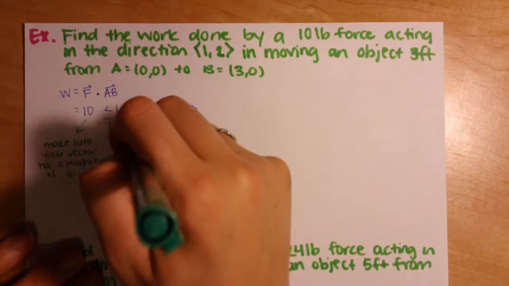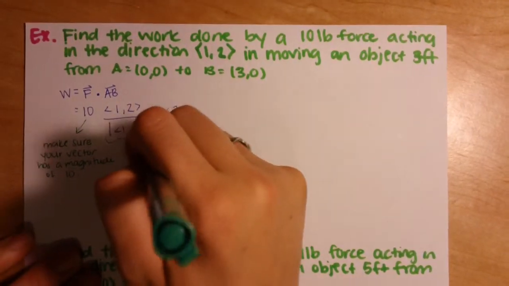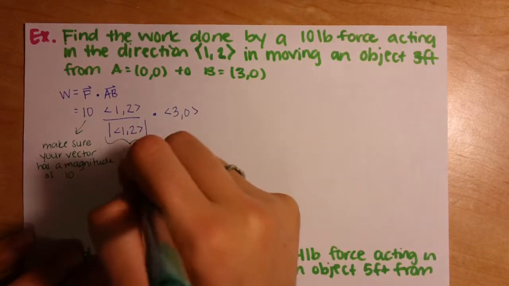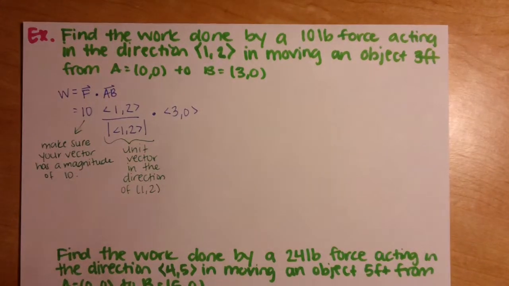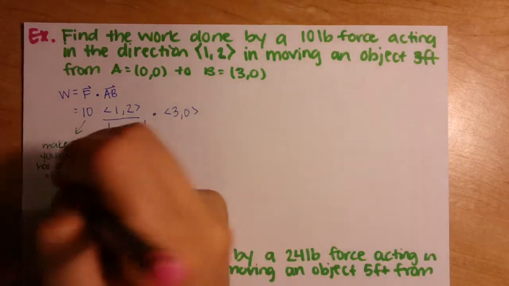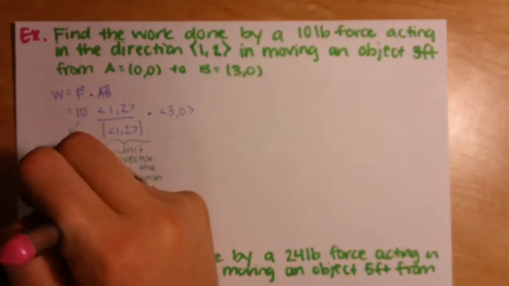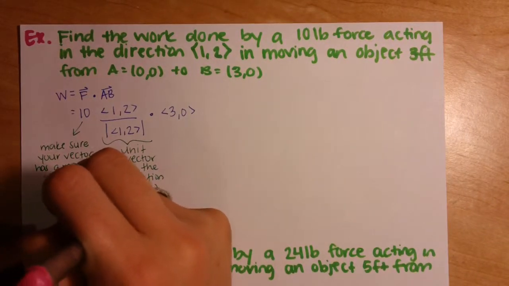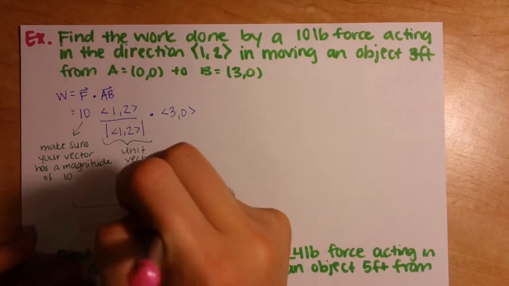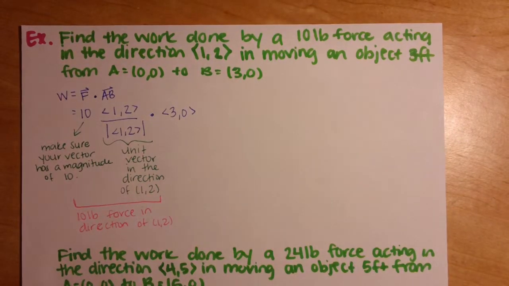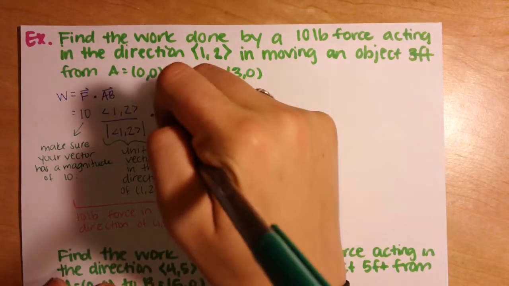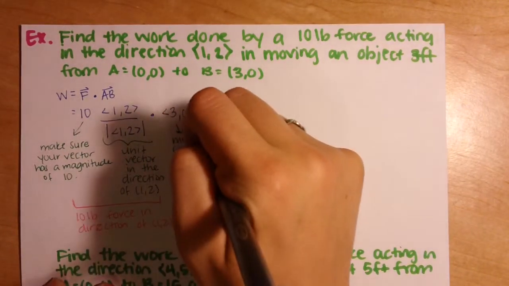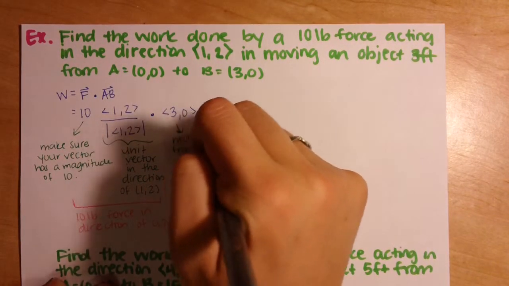This is a unit vector in the direction of 1, 2. So what this whole first part is saying is a 10-pound force in the direction of 1, 2. And then I have this other part over here, which tells me I'm moving from 0, 0 to 3, 0. Okay?